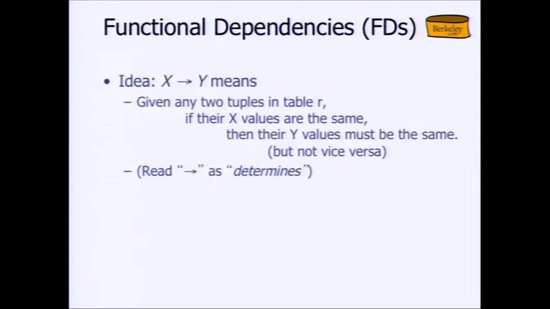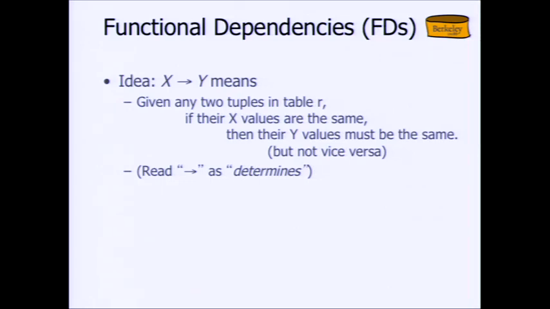Okay, so what is a functional dependency? Well, let me give you the idea. You can read that as X determines Y. X is a set of attributes in a table. Y is a set of attributes in a table. And when you see X arrow Y, or X determines Y, what it's saying is that in that table R, given any 2 tuples, if they match on the X values, then they must match on the Y values. That's what that statement says.